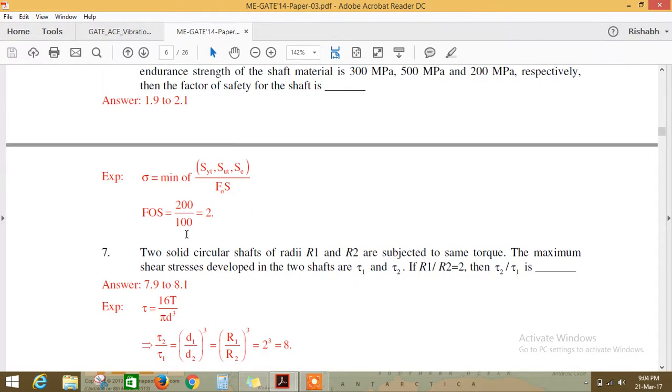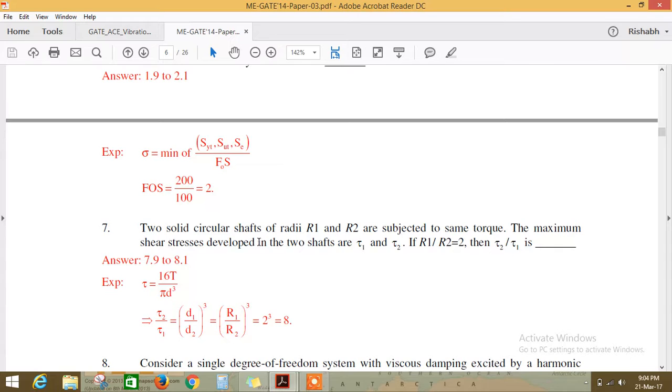The next question is: two solid circular shafts of radii R1 and R2 are subjected to the same torque. The maximum shear stresses developed in the two shafts are tau 1 and tau 2. If R1 by R2 is equal to 2, then what is tau 2 by tau 1? It is a direct question. Everybody knows the formula for stress in a circular shaft: 16T by pi d cube, where T is the torque and d is the diameter of the shaft.